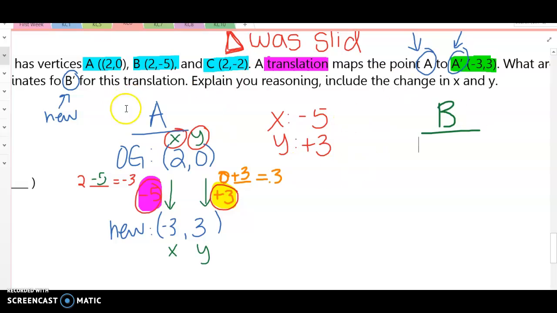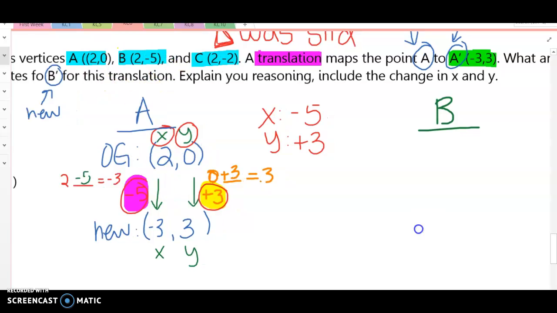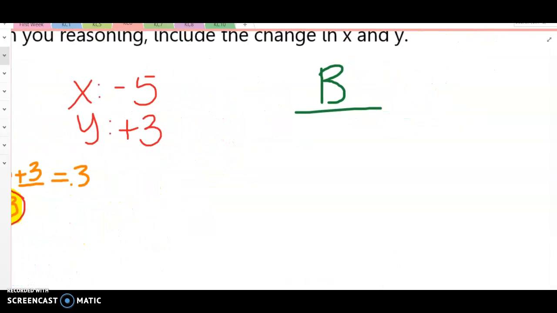So now we're going to do it for B, because we have to figure out where B ends up. It says we need to find the new location for B. Well, for A, the x moved negative 5 and the y moved positive 3, so the same thing's going to happen for B, because the triangle's all connected, so it's going to move the same amount no matter whether it's point A, point B, or point C. It's all going to move the exact same amount. So we look over here. B's original location is 2, negative 5.